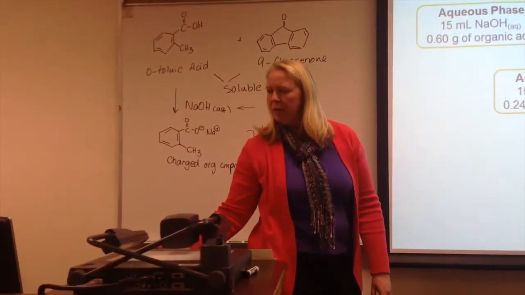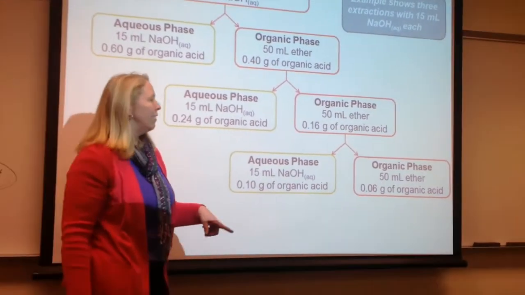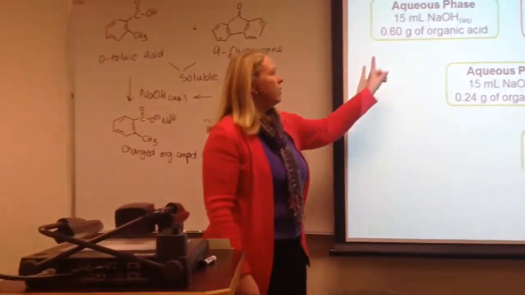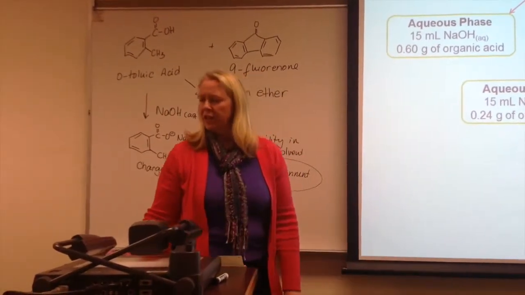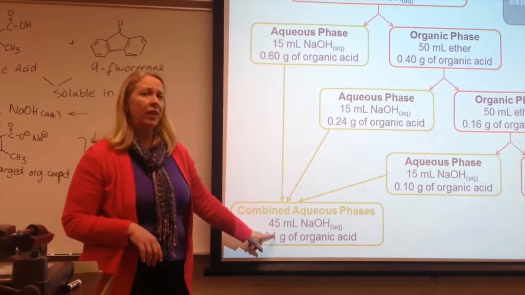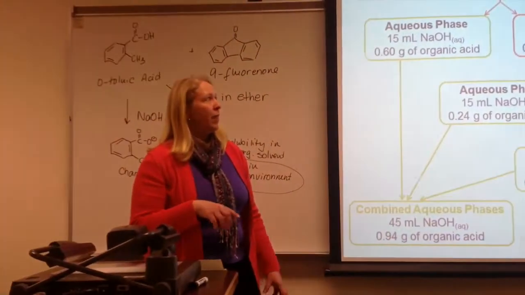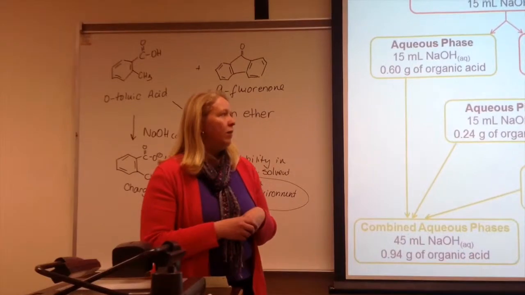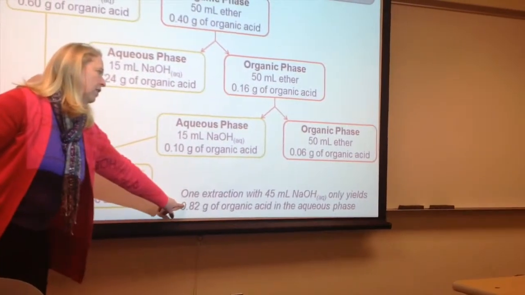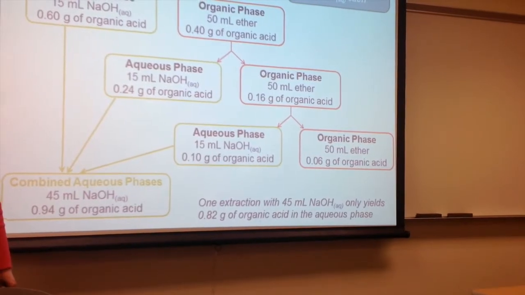If we do it a third time, we get more of the organic acid into the sodium hydroxide layer, and very little actually remains at this point in the organic layer. Okay, we can combine all these 3 layers, and we were able to extract pretty much 94% of what we had originally in the solution. So that is a pretty good recovery. If we did only 1 single extraction at a higher volume, we don't extract quite as much. We only get 82% of that organic acid transferred into the aqueous phase. So that is not as good.